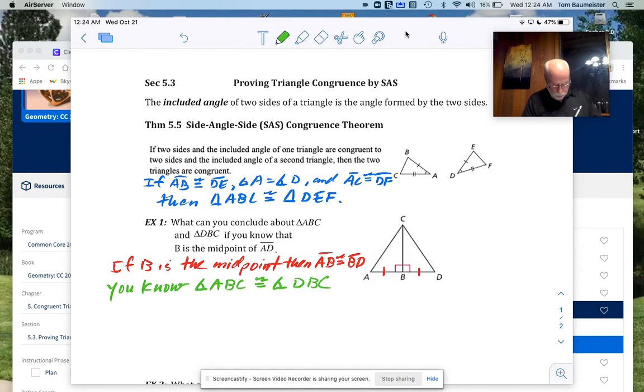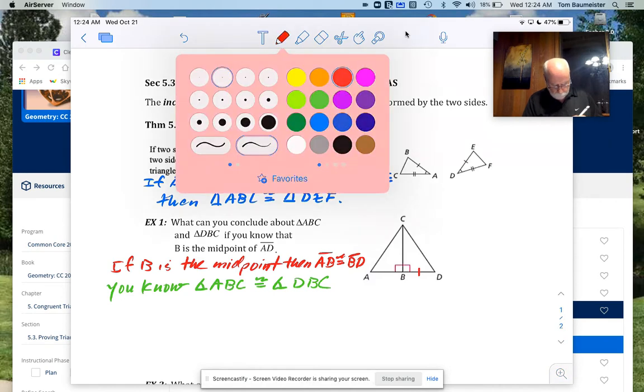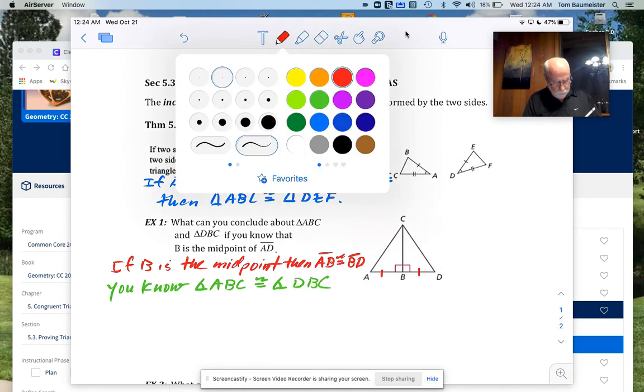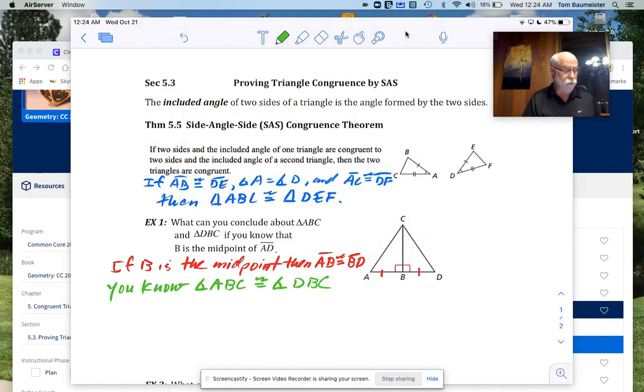So angle ABC, that's that one right there, and DBC, that one's right there. We know that they're congruent. Why? What kind of angles did they make? We've got the square there, so they are right angles, and because they are both right angles, they are congruent.